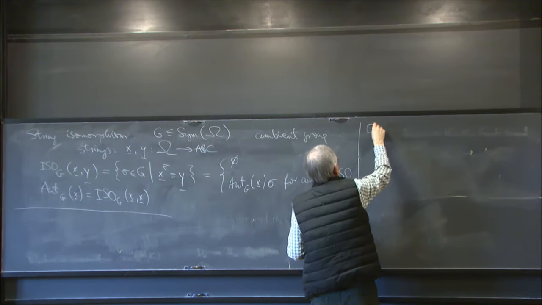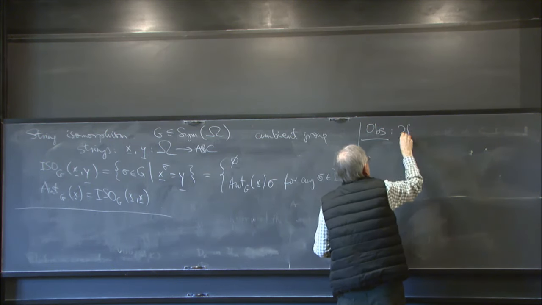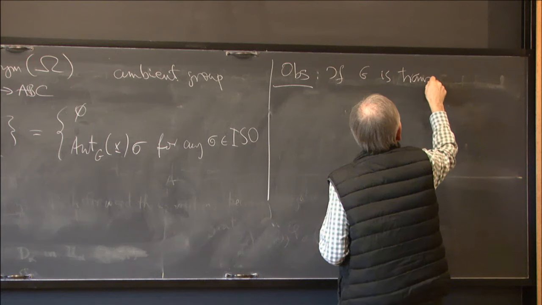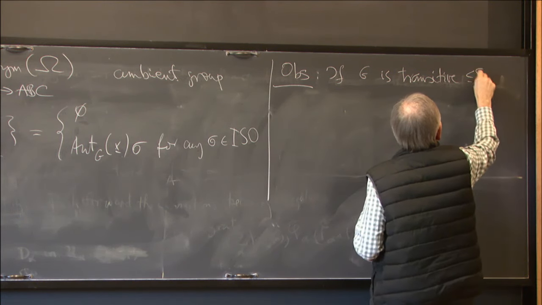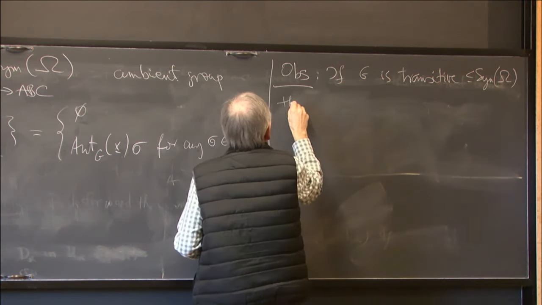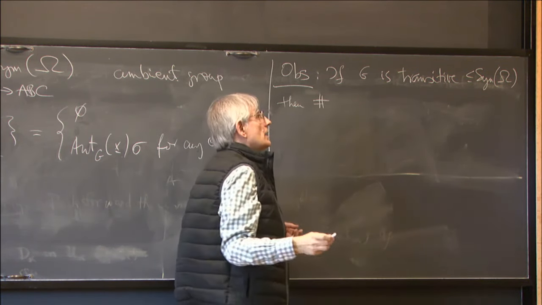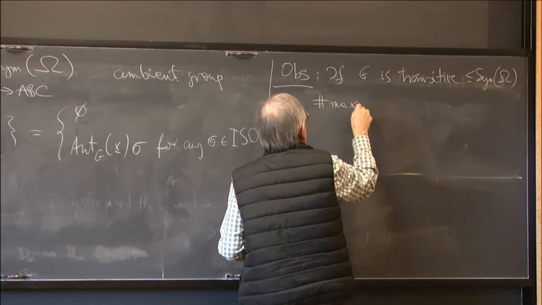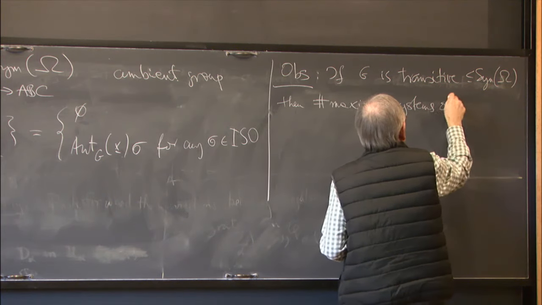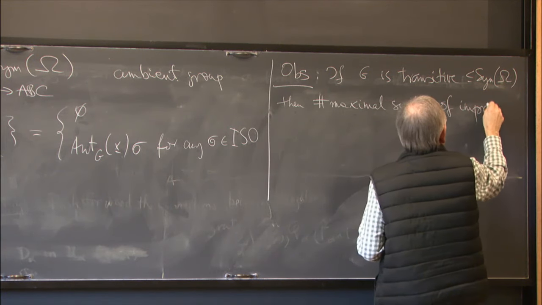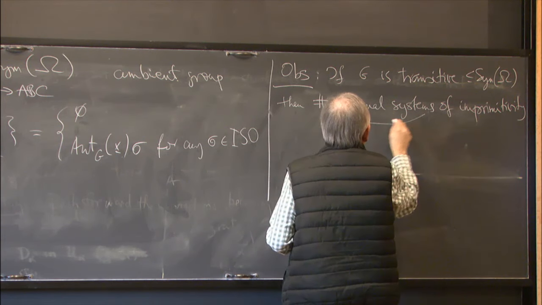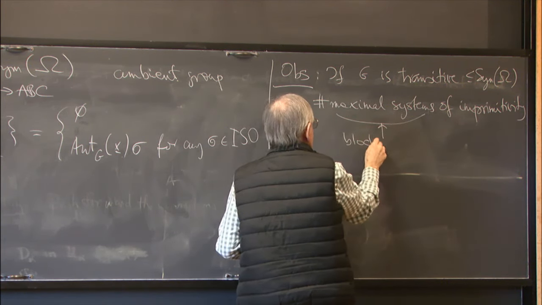So it's an observation that if G is transitive, okay, it's a transitive group of the symmetric group on omega, then the number of maximal systems of imprimitivity, and maximal system means that the blocks are minimal.